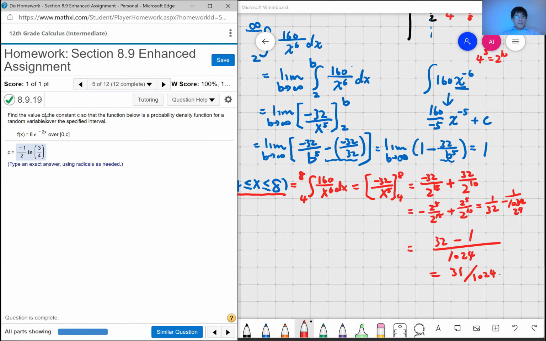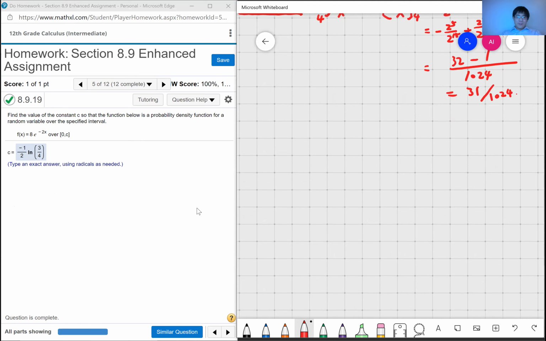Okay, next problem. Find the value of c so that the function below is a probability density function for a random variable over the specified interval. So now we have a slightly different problem. So this must be a probability density function on the interval of 0 through c. This is an exponential function, and it is a continuous function. So it is continuous for whatever the value c is.